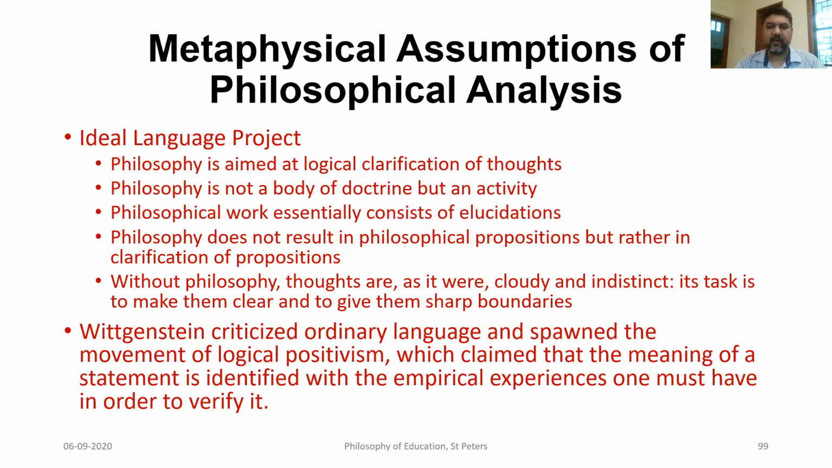Wittgenstein criticized ordinary language and spawned the movement of logical positivism, which claimed that the meaning of a statement is identified with the empirical experiences one must have in order to verify it. Here, there's an important term called logical positivism. It is a new term, but it is not very new for us, because all it says is that the empirical world is important when we analyze language. Empirically based statements are important. It is only the overuse of empiricism in analysis. That is what logical positivism really means. It's a fancy term, but nothing much to worry about.